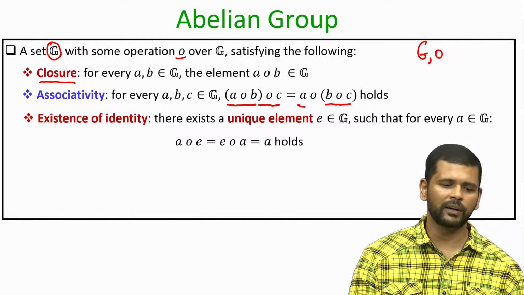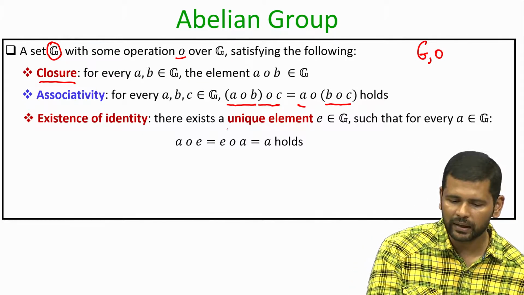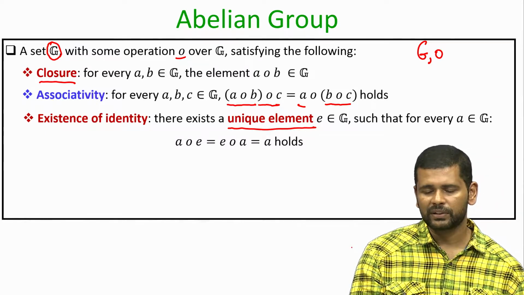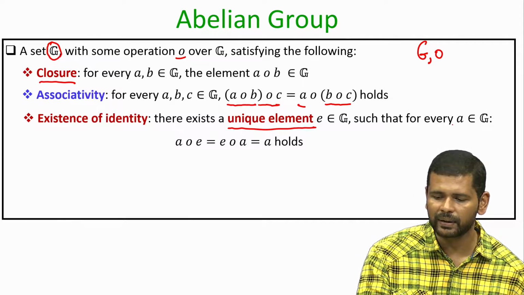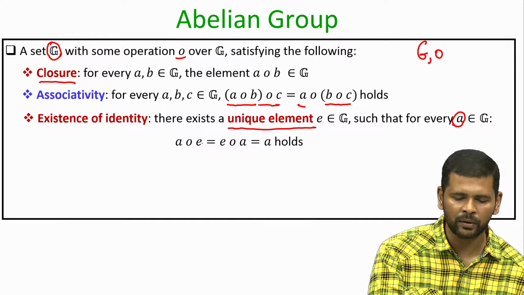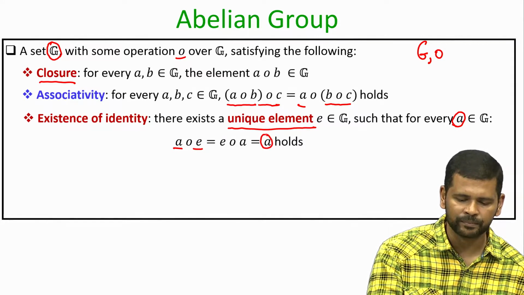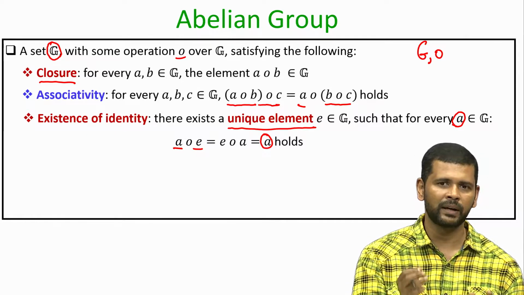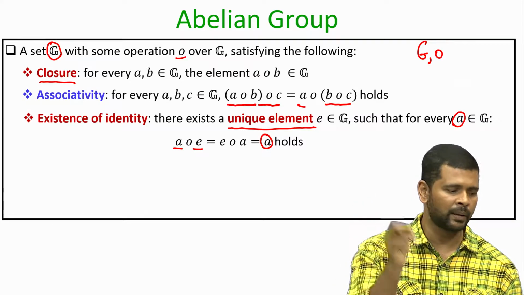The third property that we require is the existence of an identity element, namely there should exist a unique element, which we denote as little e belonging to the set G, which satisfies a magical property: if you take any element A from the group G and perform the group operation O on the element A and the element e, then you should get back the element A. That is why we call that special element e the identity element. That means if you perform the operation O with e and any element A from the group, you will end up getting back the element A.